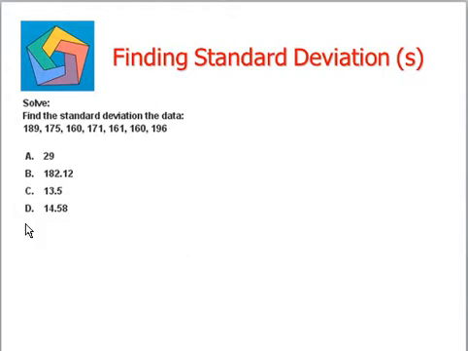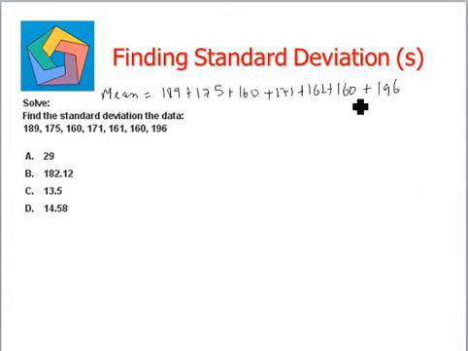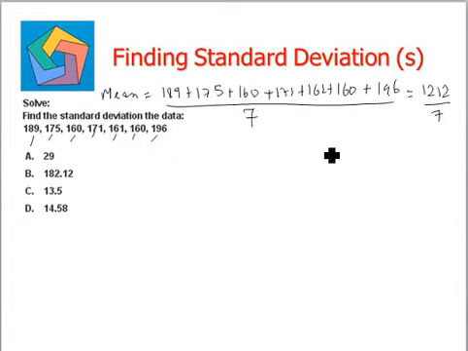Find the standard deviation of the data given to us. The first step is we find the mean. Total all these numbers: 189 plus 175 plus 160 plus 171 plus 161 plus 160 plus 196, divided by the count. How many is it? 1, 2, 3, 4, 5, 6, 7. 7 is the count. The total of all this is 1212, divided by 7, and we get 173.14. This is our mean.